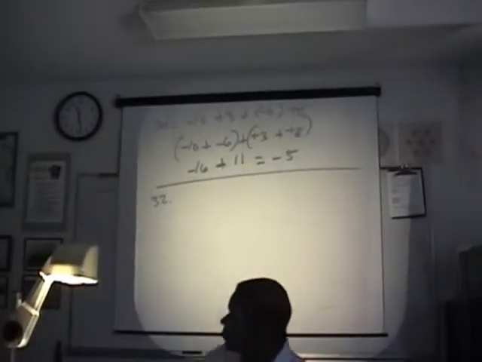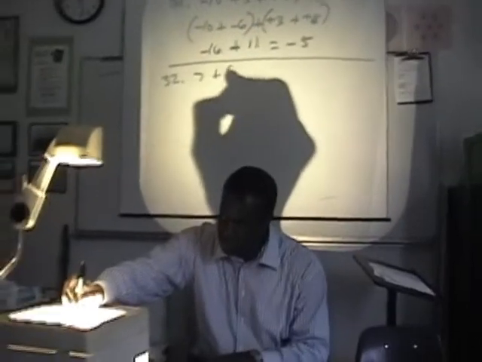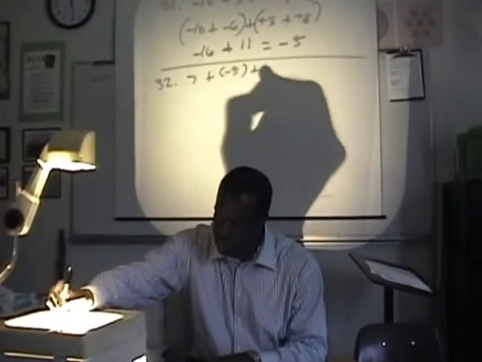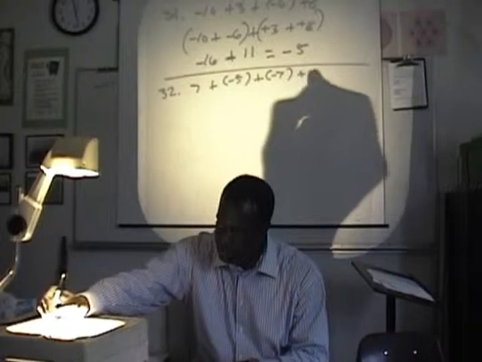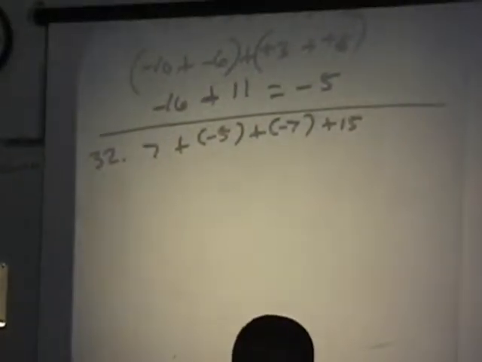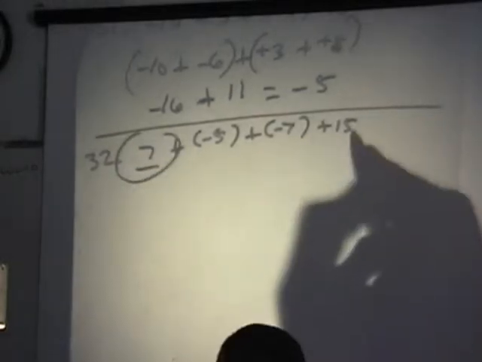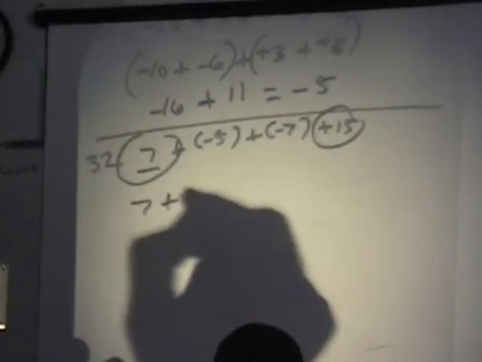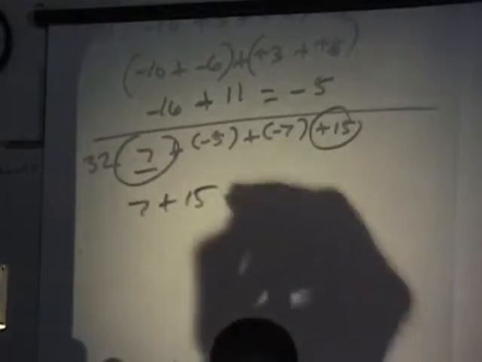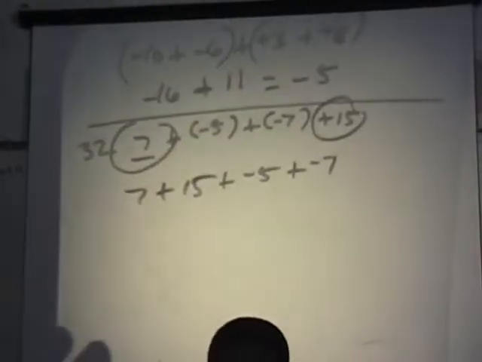Let's go to number 32. Problem number 32, we have 7 plus negative 5 plus negative 7 plus 15. Once again, can we group all of the integers with the same signs? Yes. Which integers have the same sign? We have 7 and 15. Put them together, 7 plus 15. Now, what's the remaining two? Plus a negative 5 plus a negative 7.